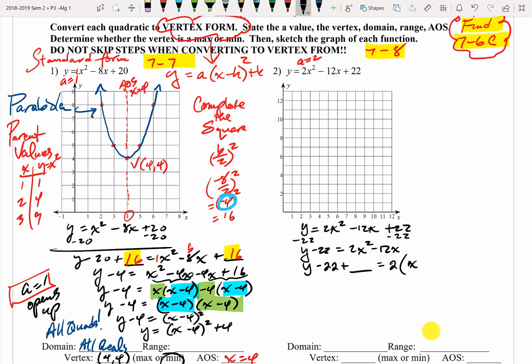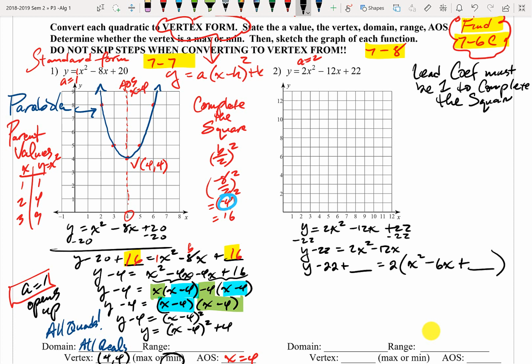So factor out the 2: 2 times x squared minus 2 times 6x is 12x, so that changes. When you factor out a 2, you got to factor it out of both terms, right? And then plus blank. So the lead coefficient must be 1 to complete the square. If you look at your notes, we did that and we wrote it down. Key concept right there. Again, look at your section 7, 8 notes for that.